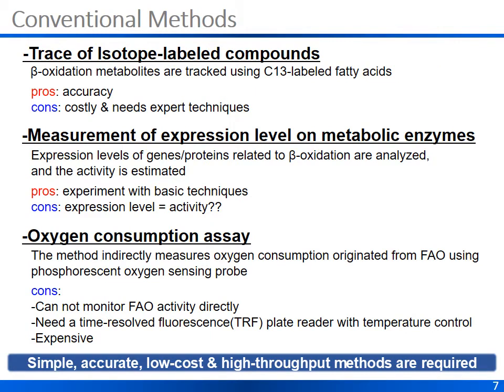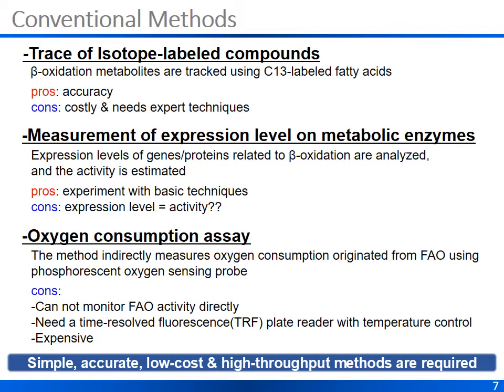As for the conventional methods to evaluate FAO activity, there are only a few indirect methods, such as using isotope and analyzing expression level, or measuring oxygen consumption, which are commonly performed. For the isotope method, beta-oxidation metabolites are tracked using carbon-13 labeled fatty acids. Advantage of this method is intermediates can be quantified accurately. Disadvantage is it is costly, radioactive waste is created and expert techniques are required.